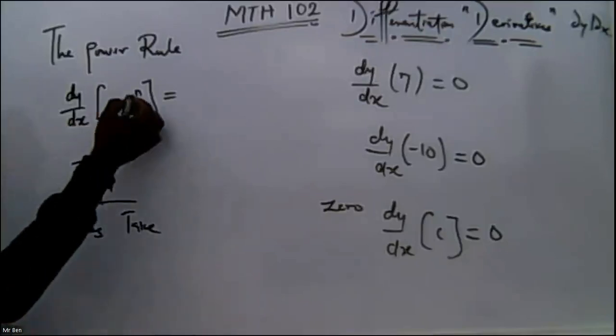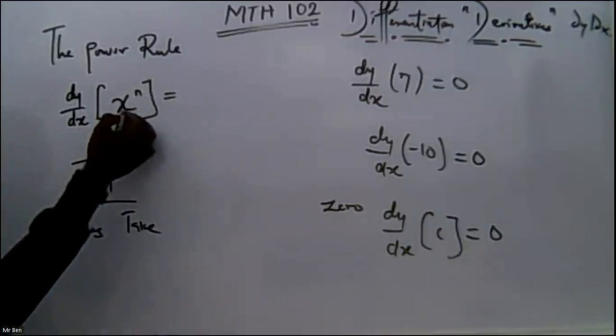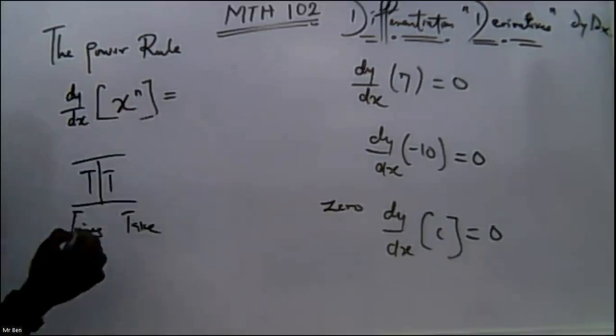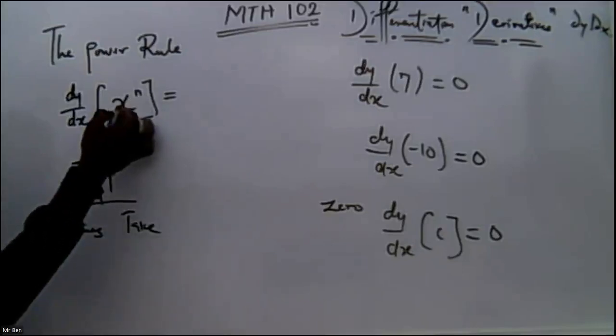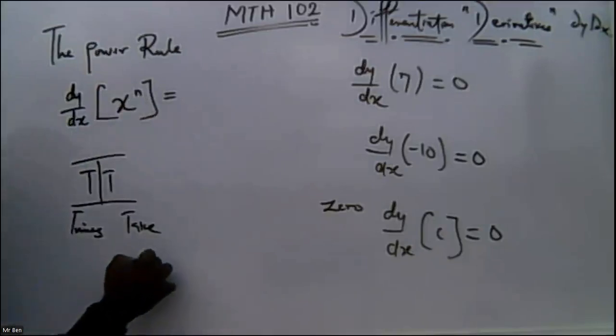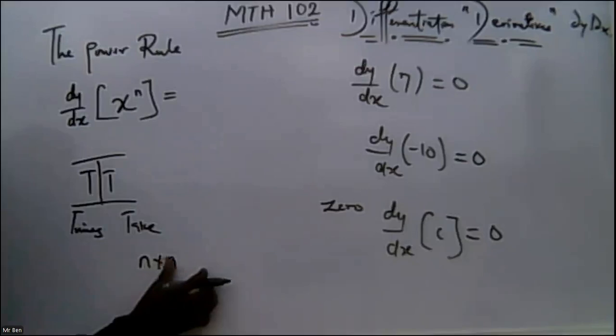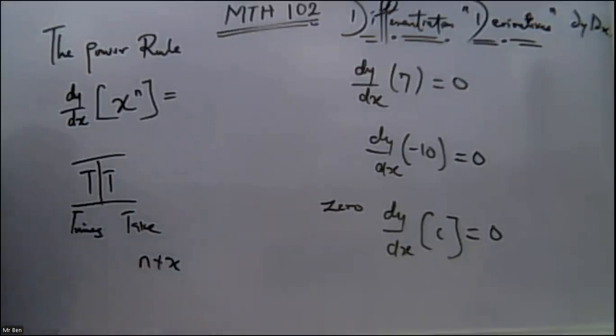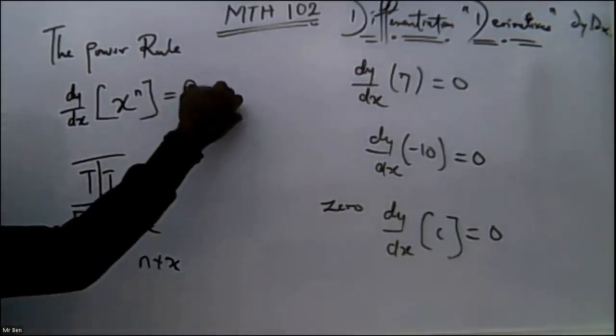So, this is the exponent. The power that this function is raised to is the exponent. Now, let's multiply with this function. This n, let's multiply with x. What will it give us? n multiplied by x. It will give us nx.